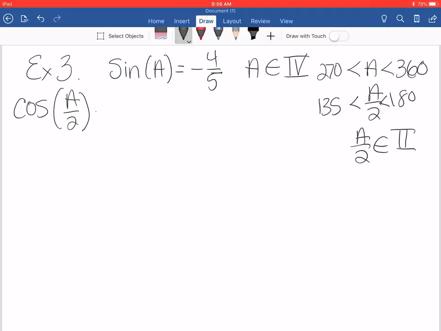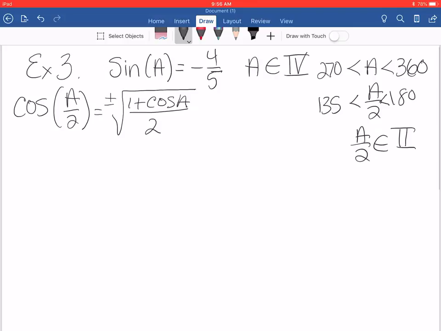So the cosine of angle A over 2 formula would be plus or minus the square root of 1 plus cosine A all over 2. We're using the negative value for this because it's in the second quadrant.